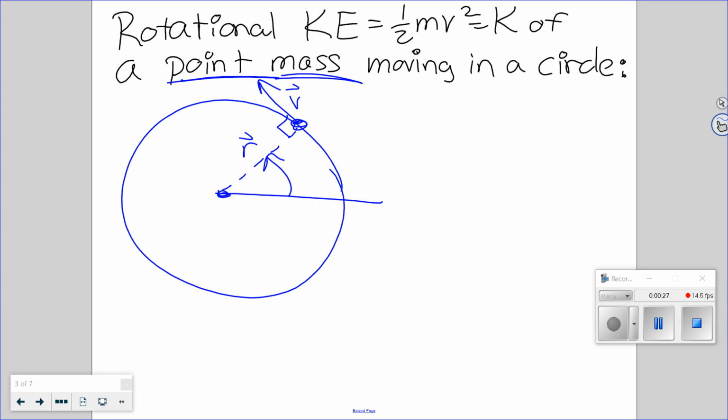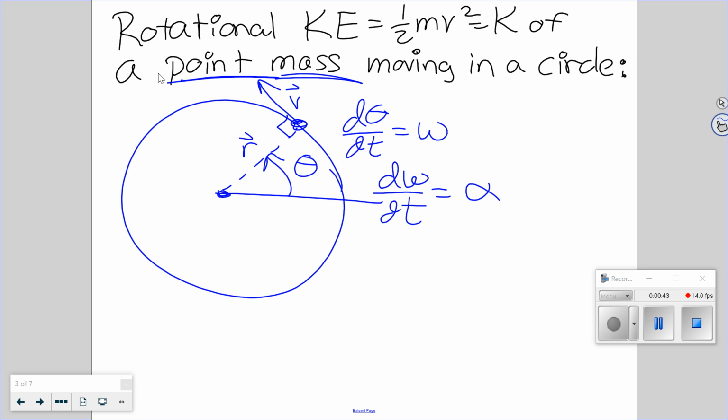We can do theta, and if we have a change in theta over time, because we're calculus students, that's omega. If we accelerate along this circle, we call that alpha.